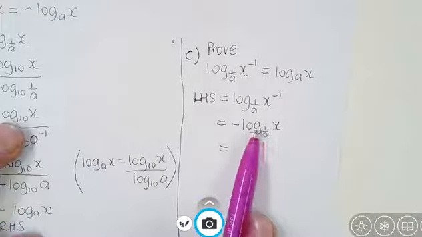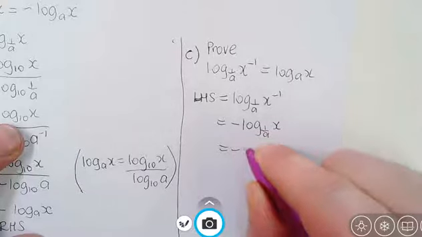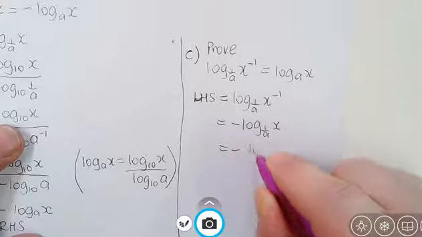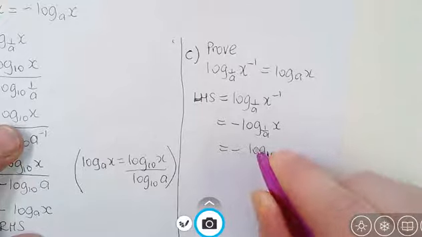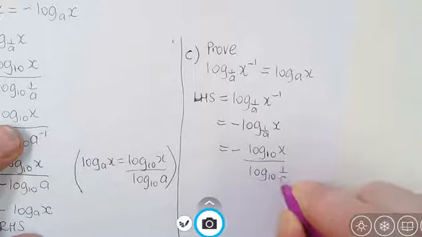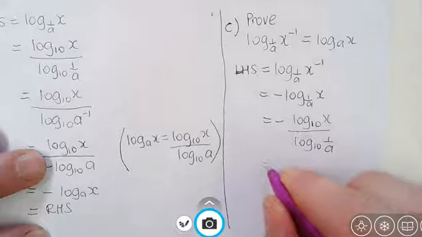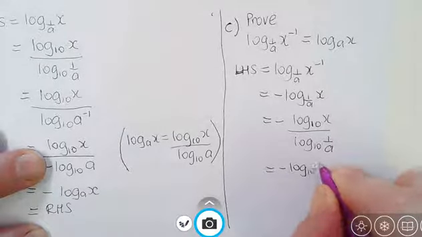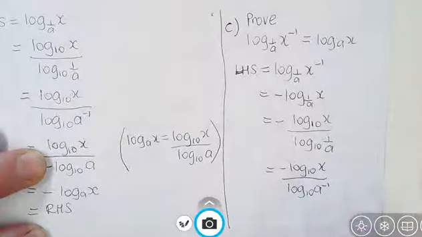And this bit is pretty much what we had before. So that will be just the negative of log. Now I'm going to do this to log to the base 10, do a change of base. So it's negative log to the base 10 of x over log to the base 10 of 1 on a. Now I need to change the way this 1 on a looks. So it's negative log to the base 10 of x over log to the base 10 of a to the power of negative 1, because 1 on a is a to the negative 1.